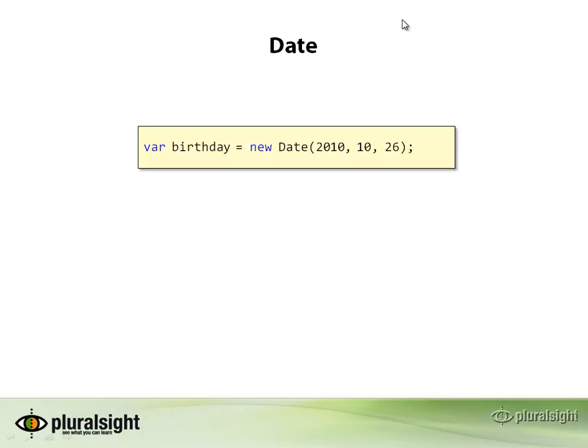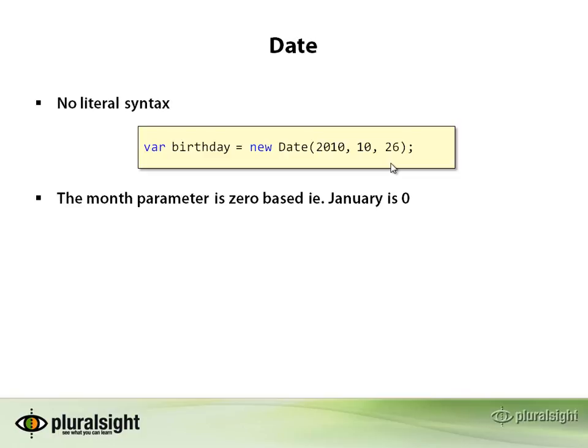JavaScript has a date type, although the date type has no literal syntax, unlike strings, numbers, and regular expressions. Dates are declared using the date constructor, which you can see here. When specifying a date in this format, the example that I'm showing here is actually the 26th of November because months are 0 based. So 10 is the 11th month.